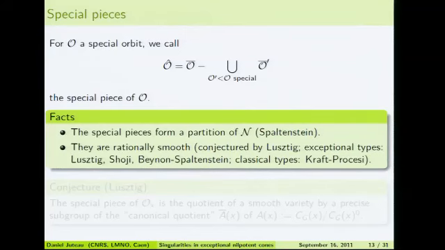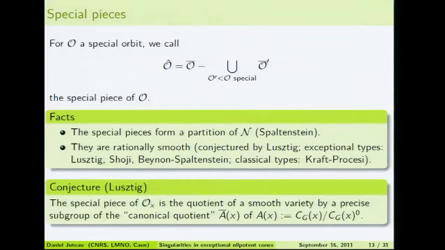And so this led Lusztig to conjecture the following, that each special piece is a quotient of a smooth variety by a very precise group. So Lusztig recognized what group this should be, and it had a meaning for all types. So this gives a very nice conjecture, and it's still open.